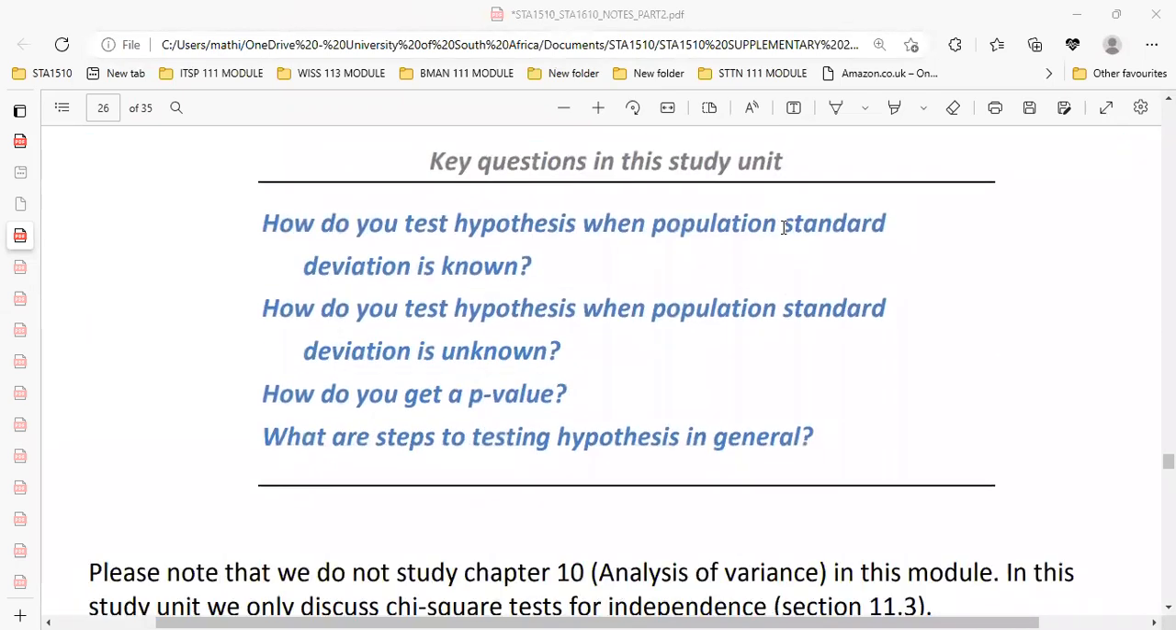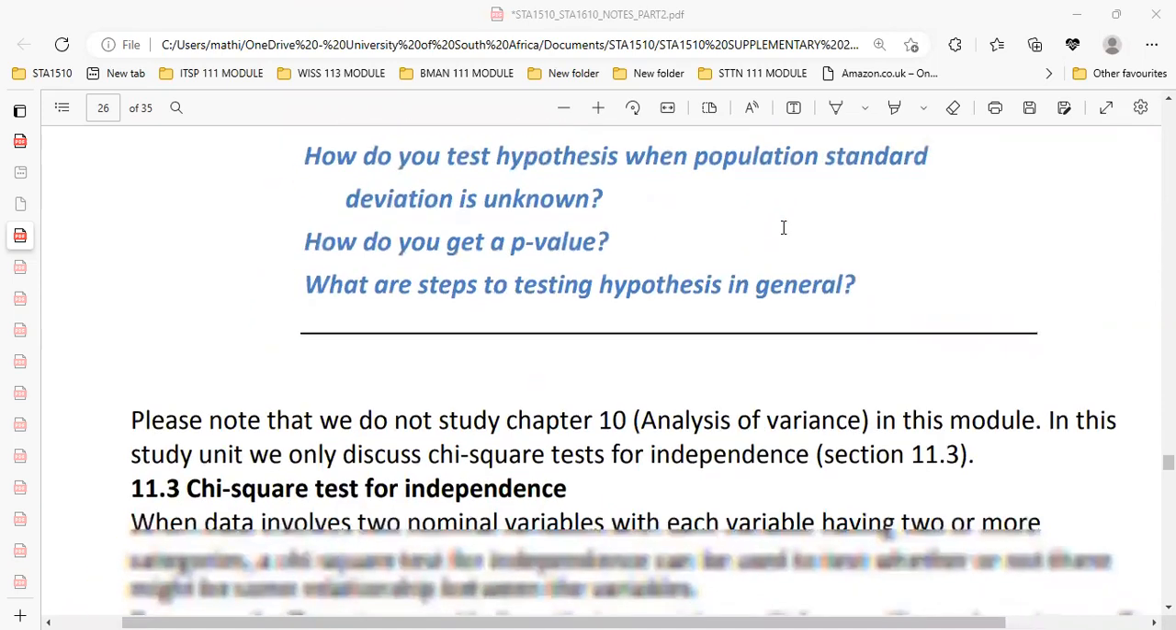Now we have the key questions in this study unit. One, how do you test hypothesis when population standard deviation is known? Two, how do you test hypothesis when population standard deviation is unknown? Three, how do you get a p-value? Number four, what are the steps to testing hypothesis in general? Okay, let us start now.